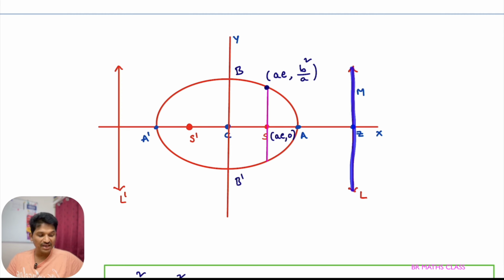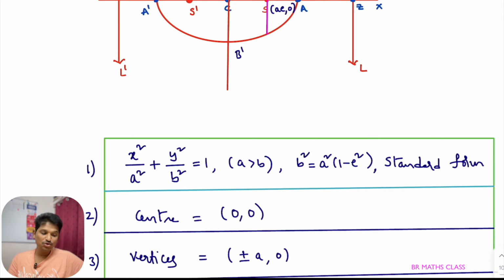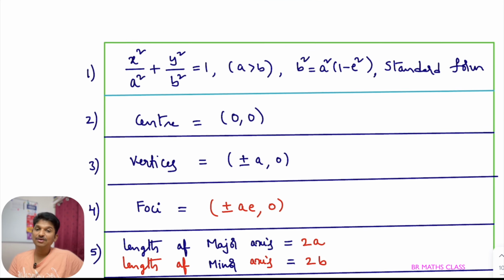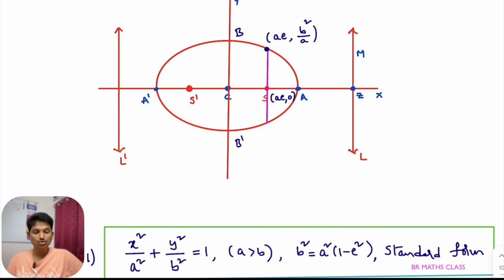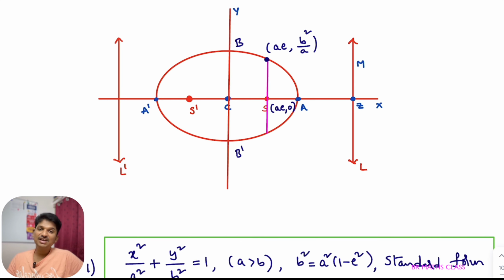Directrix is parallel to y-axis. Its equation starts with x equal to, and how far is it from the origin? It is at a distance of a by e units, so the equation is x equal to a by e. Like that, please practice so that you can easily memorize these formulas. No need to learn these formulas by heart. Vertex is plus or minus a comma 0, focus is plus or minus ae comma 0. If you know that, by seeing the diagram only, you can easily memorize all these formulas. I hope you understand this class.